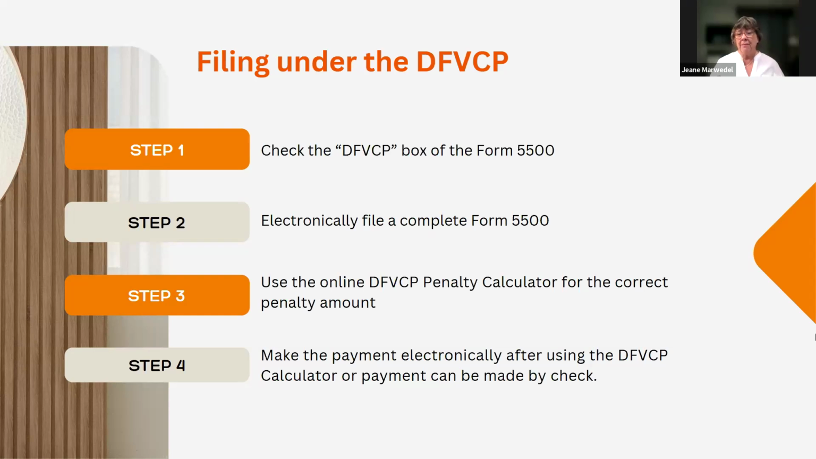And who does that, Mel? Does HR service do that, or does the client do that? So for the DFVCP, the client is responsible to go to the penalty calculator, assess the penalty, and pay it. However, on our end, we will make sure that the box is checked on the 5,500 and make sure your 5,500 is filed. And then if you're confused on a couple of the questions, we can walk you through that as well.